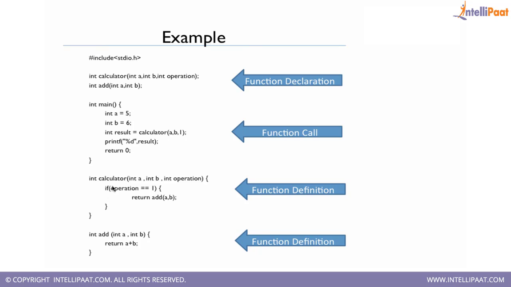So it will check if operation is equal to 1, then it performs add. So calculator again calls add, and this will say add(a, b). The add method will be invoked, and the add method will return the result of a plus b. a plus b will be returned to calculator, and calculator then returns this result back to the main method, and the main method will print the result. So this is how the flow works.